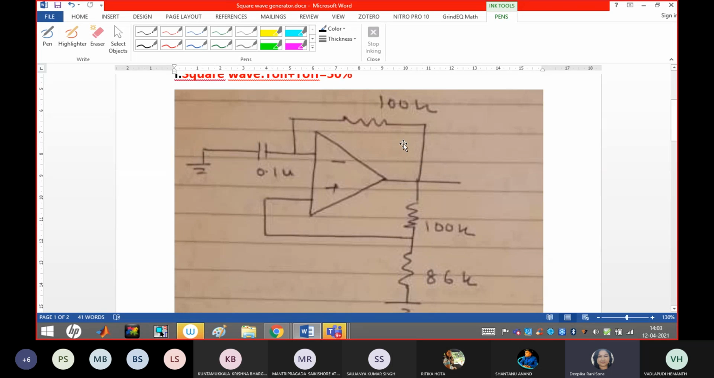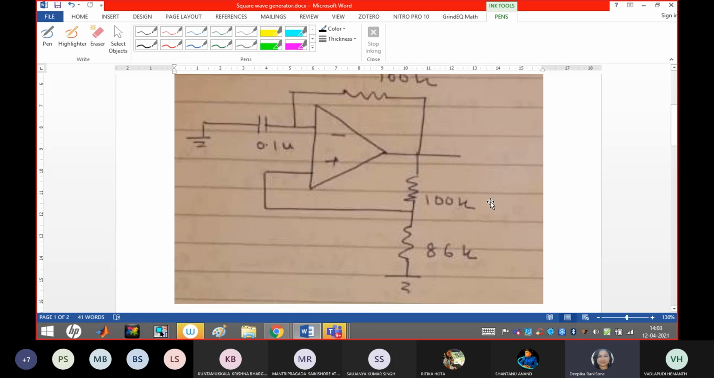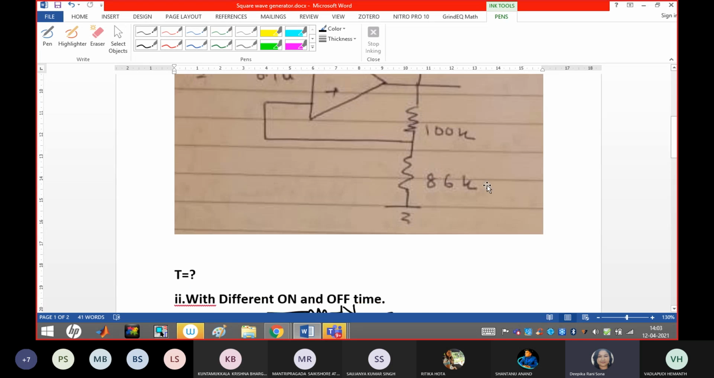Here is the data for you: RF 100K, R1, R2 100K and 86K, and the capacitor we are using is of the value 0.1 microfarad. The micro option is not available in your ORCAD software, so you have to write 0.1U only. So this is the circuit you have to design, guys. I'm not going to give you any demo because you know the symmetrical concept. Exactly this circuit, if you implement along with the power supply, you may get your output, right?